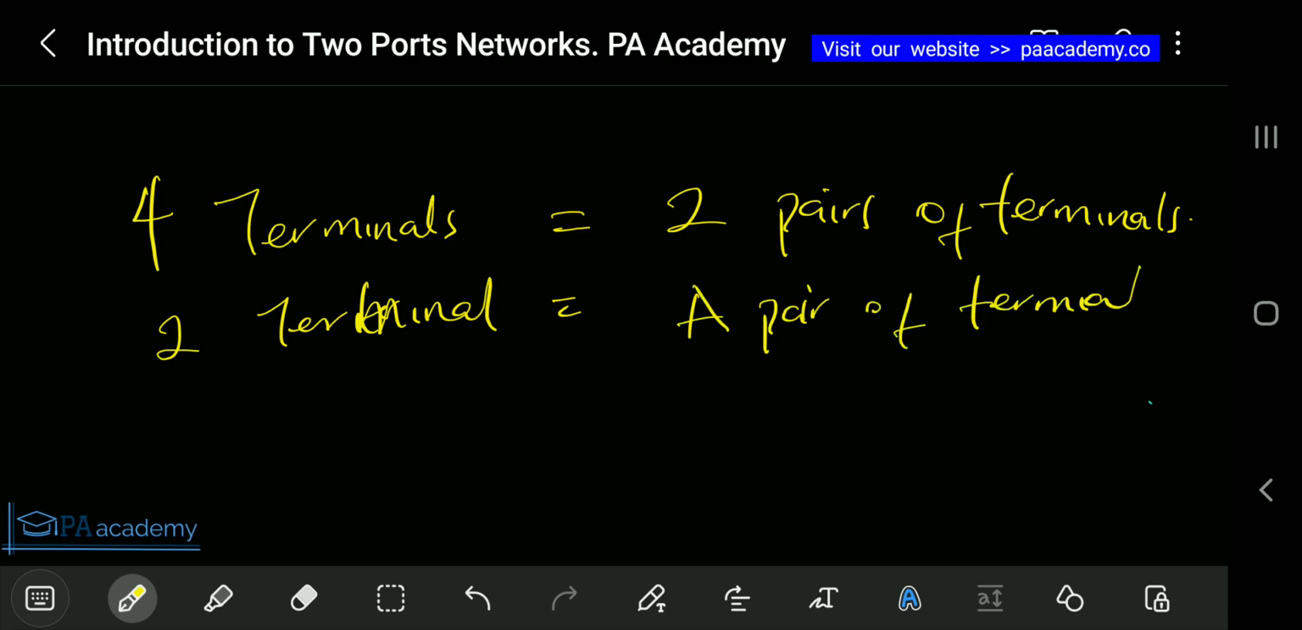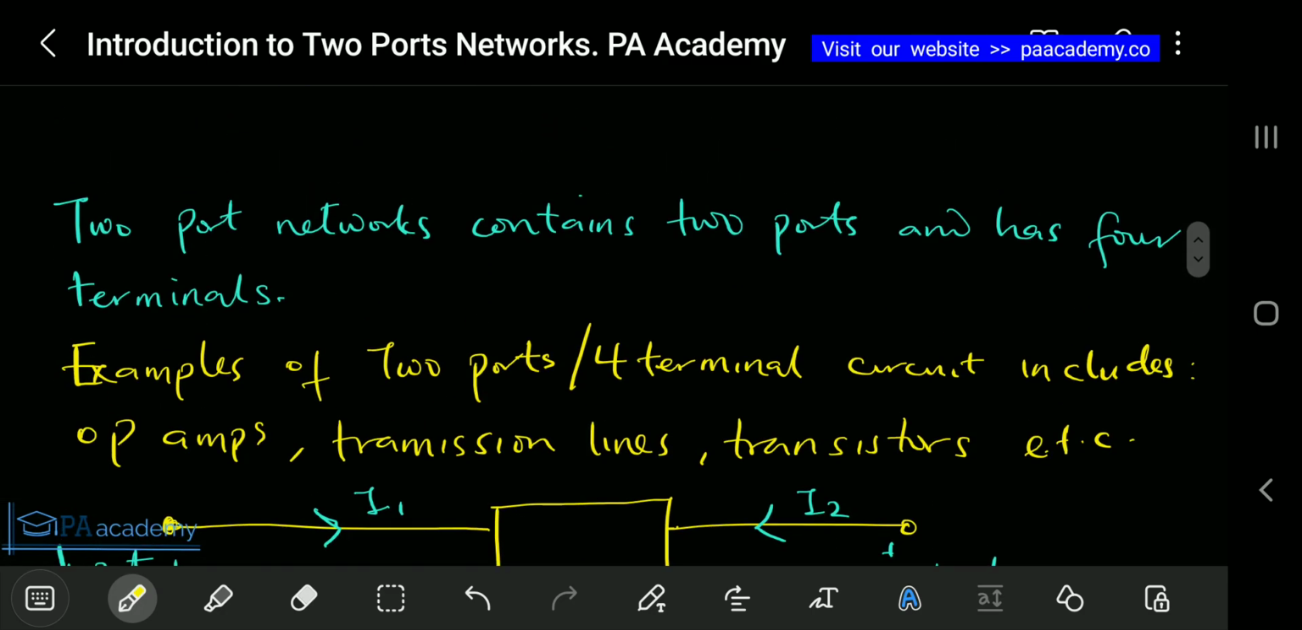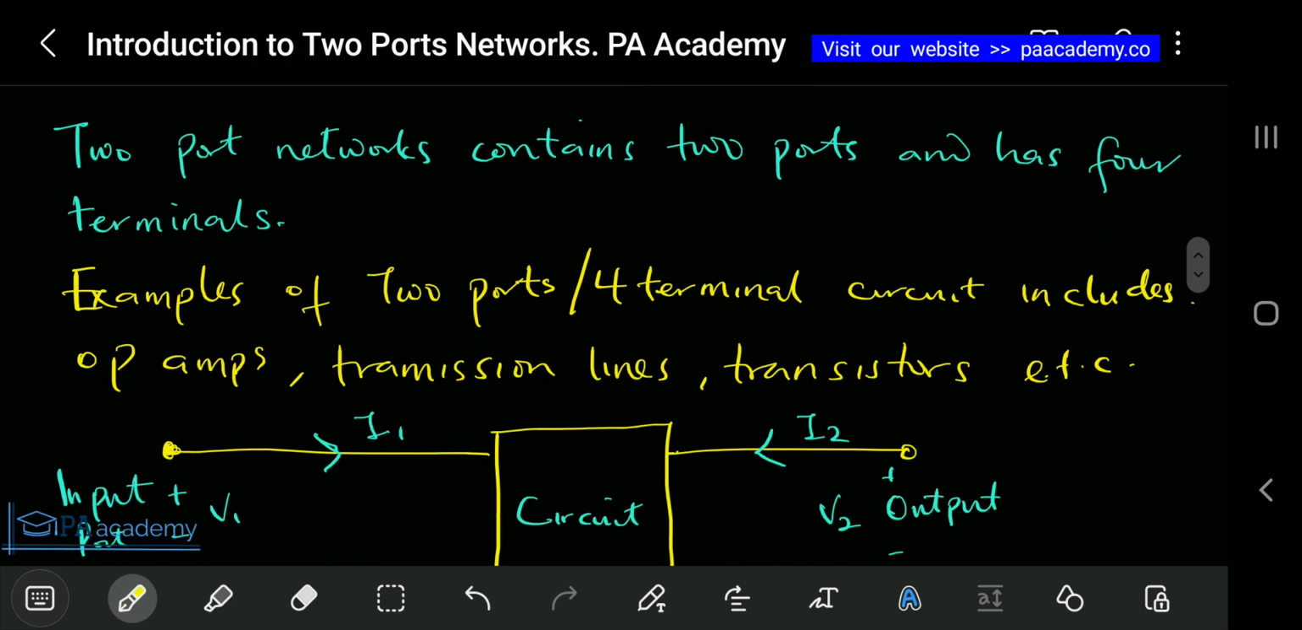And we could use just like your shoes, a pair of shoes. A pair of shoes has both the left and the right, for the left and the right foot or leg. So that's it there. So a two-port network contains two ports and has four terminals. Examples of those two-port circuits include op amps, transmission lines, transistors, and the likes. Exactly. So these are examples of two ports.